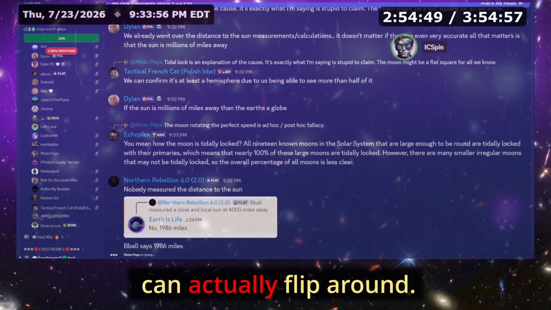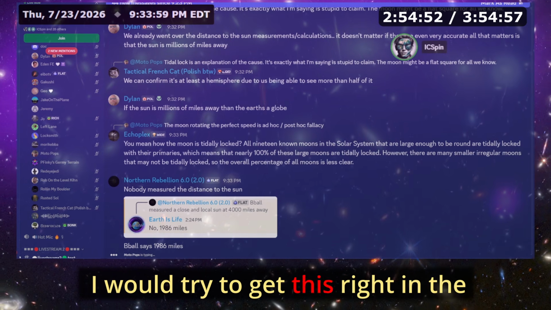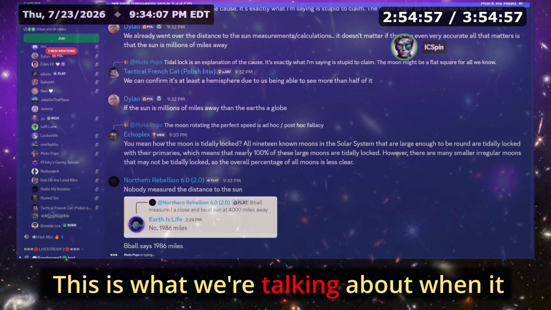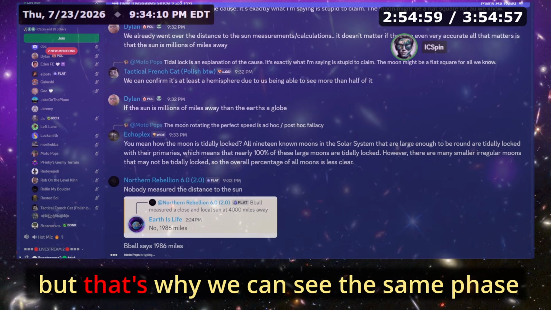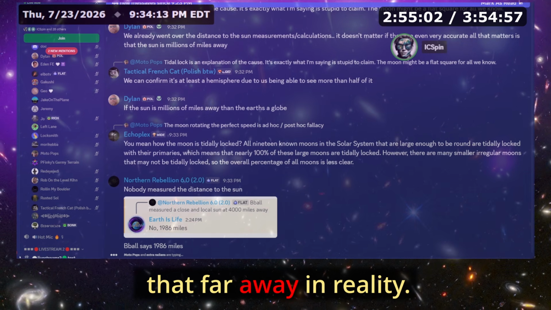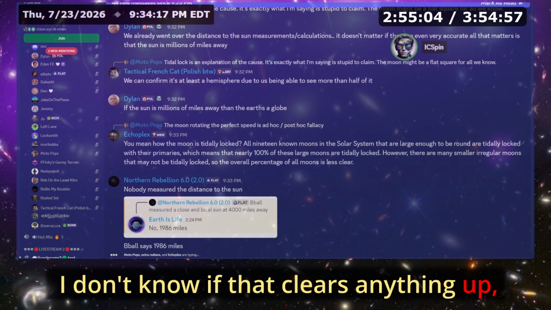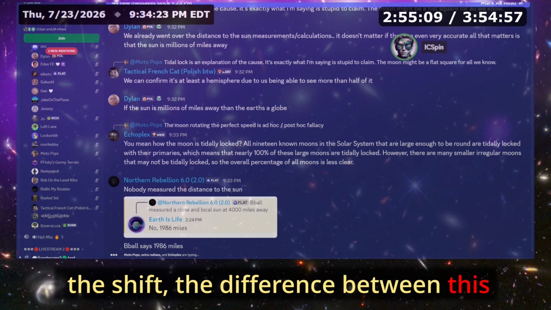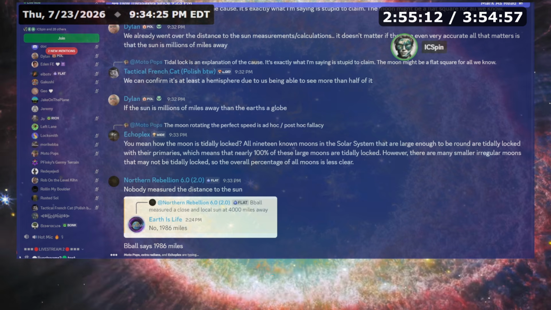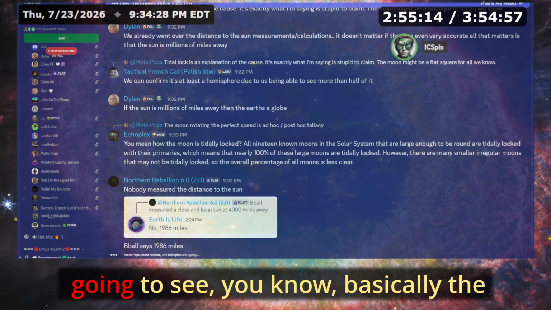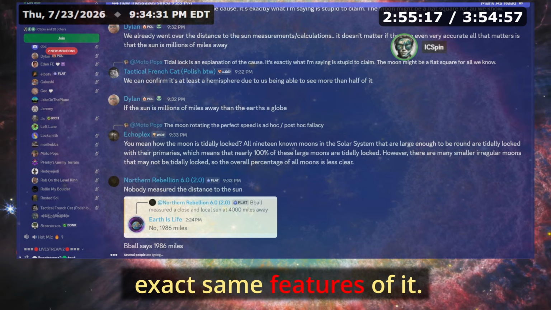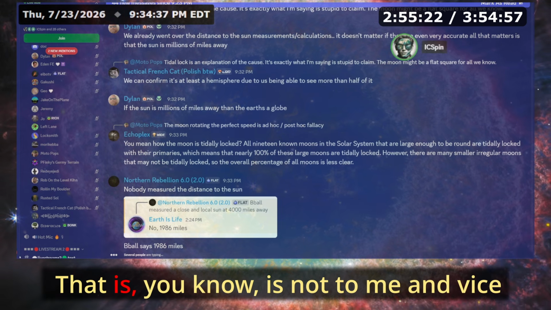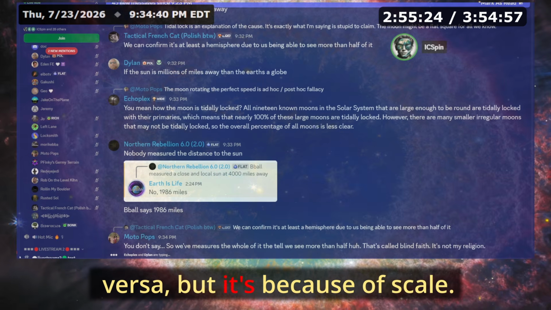And what we can do is flip around. We can play it. I'll try to get this right in the center so I can back up and basically pass the moon. All right, you see that? This is like the true scale. So that's why we can see the same phase of the moon, because it's that far away in reality. I don't know if that clears anything up, but it's virtually far enough away that the shift, the difference between this parallax here and that parallax there, is virtually minimal, to where we're still going to see basically the exact same features, basically the exact same face. I don't know what degree is going to be visible to him that is not to me and vice versa, but it's because of scale.